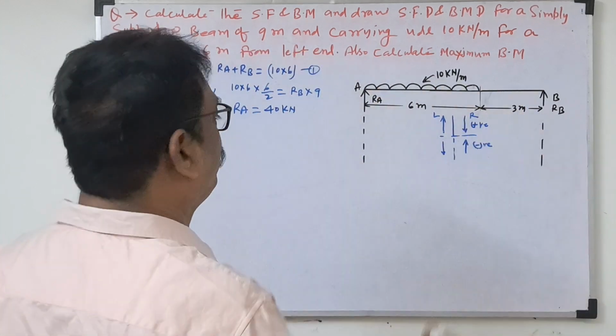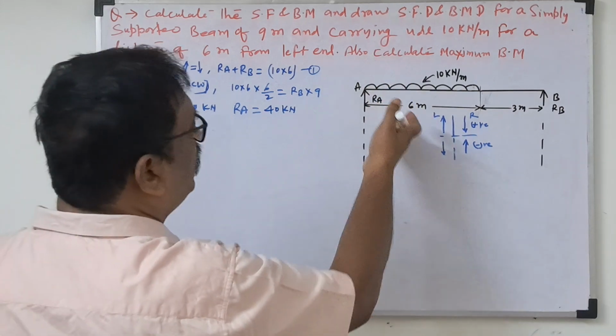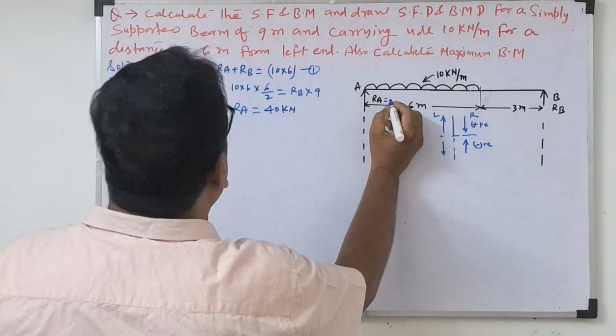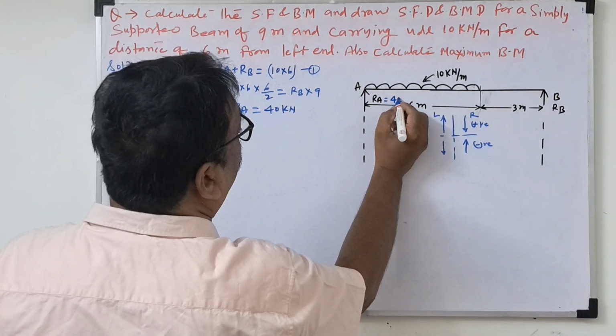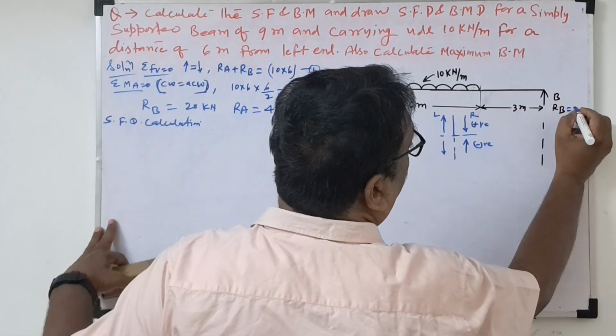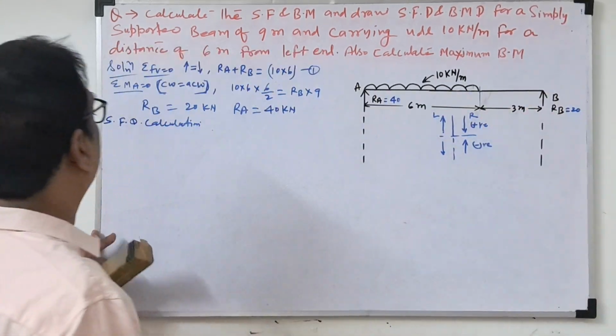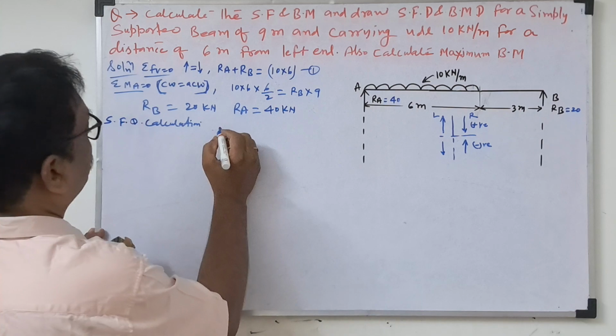Now we will take the left side. On the left side, upward force will be positive. So how much did we get? RA we got 40 kilonewton, and RB 20 kilonewton. Okay, so what is the shear force at A?